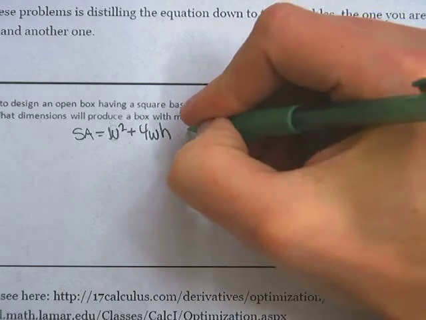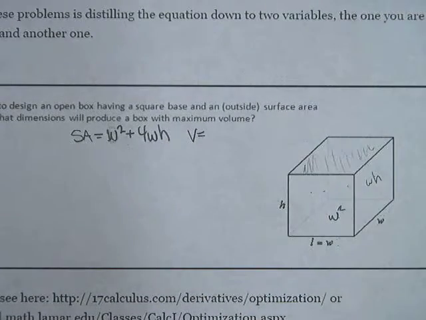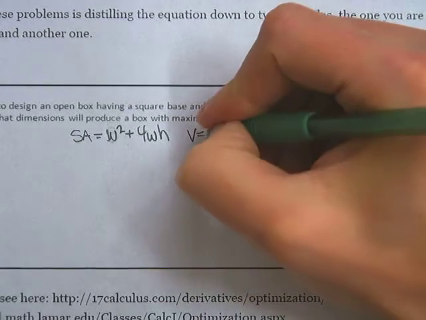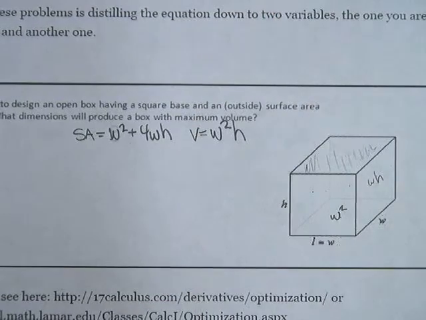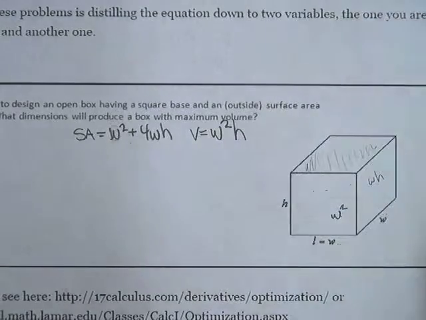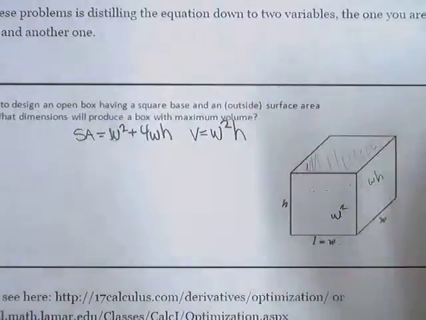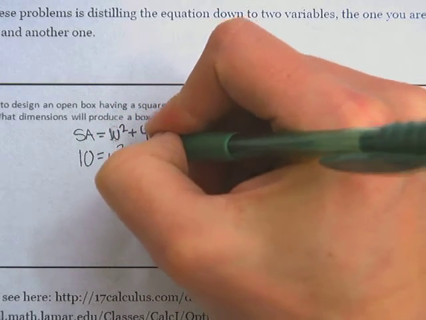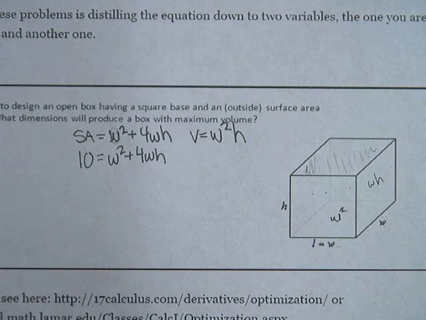Okay, the volume equation is actually as easy. It's just width times width times height, so width squared times height. Now we know the surface area equation, or what it should be equal to, because we know the surface area should be 10 square inches. So 10 is equal to width squared plus 4 width height.